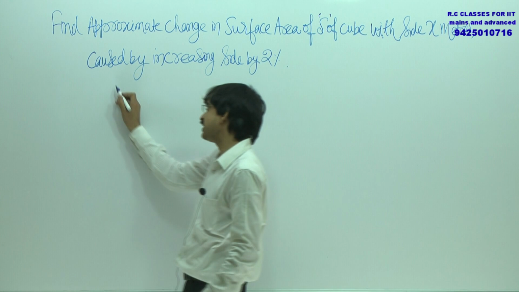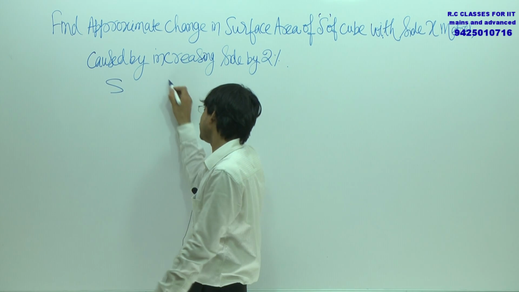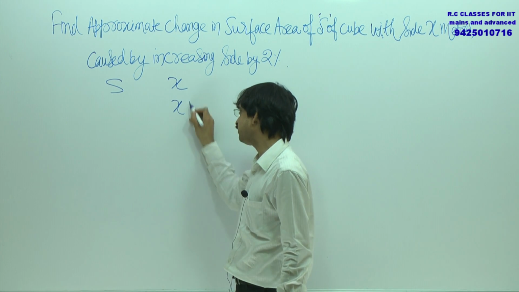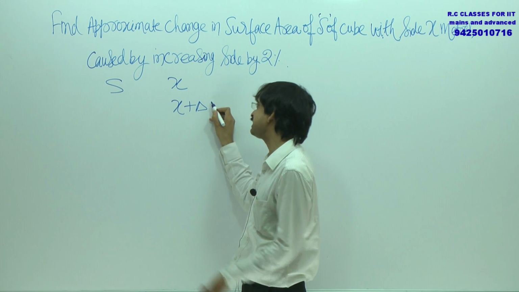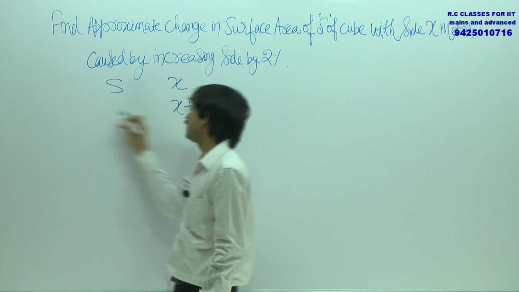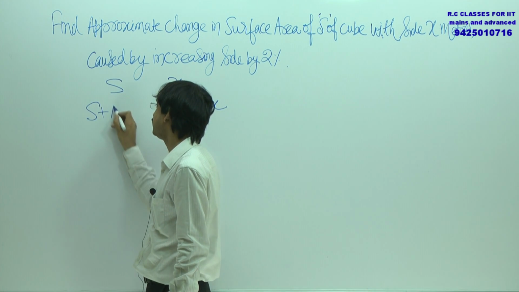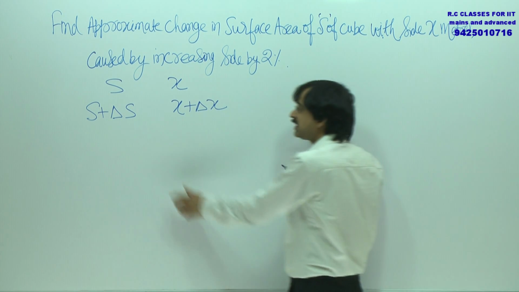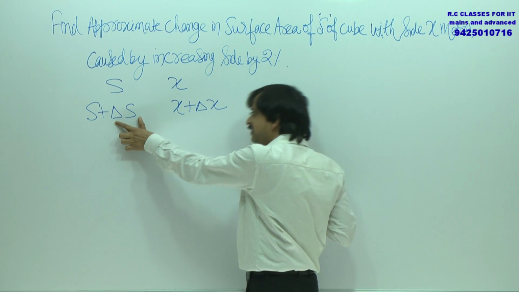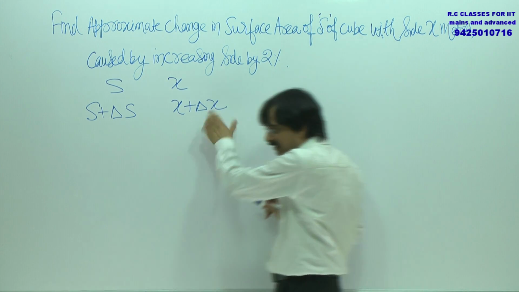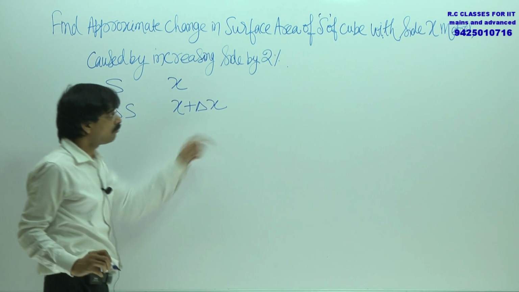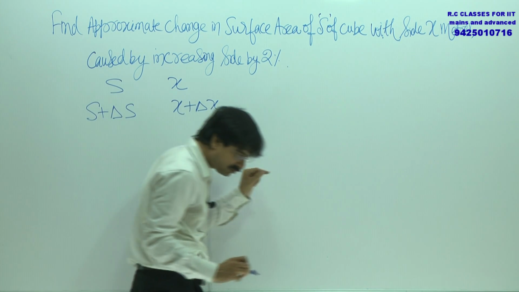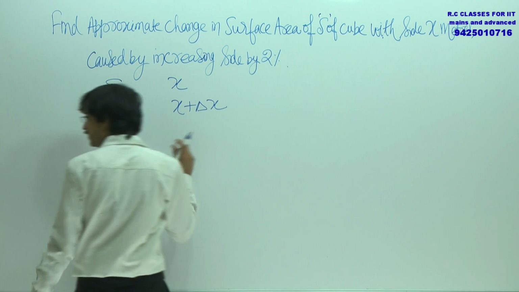Actually, initially the surface area is S and side is x. That is given to you. If we are changing the side from x to x plus delta x, then S plus delta S is the new surface area. So we have to calculate the approximate change in the surface area. That means we have to calculate delta S with respect to the change delta x. What has been given to you is caused by increasing the side by 2%. It is given in terms of percentage.